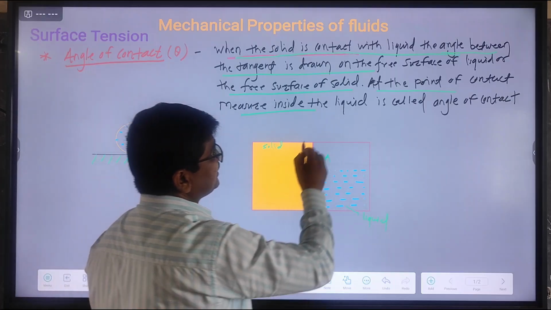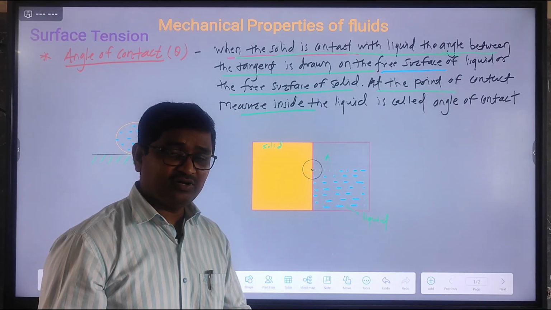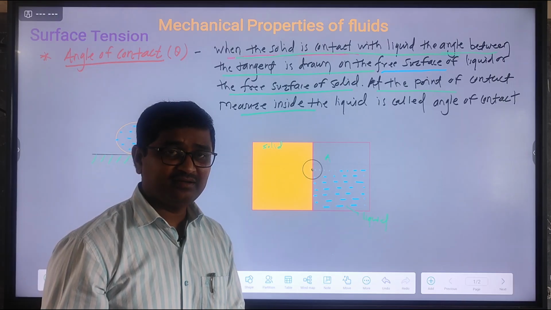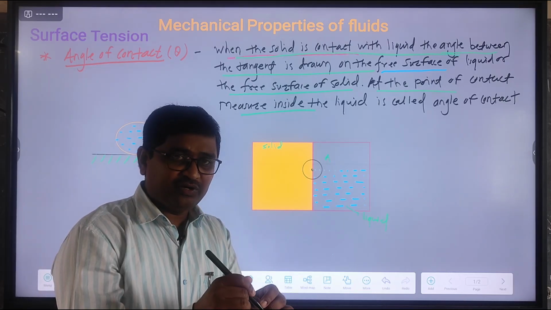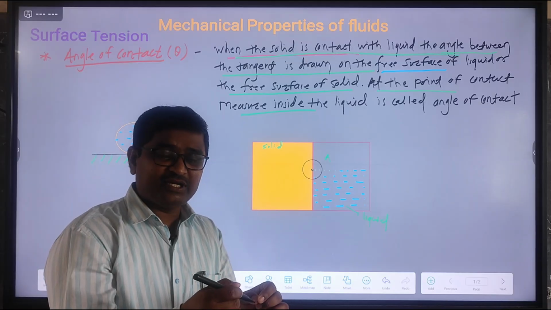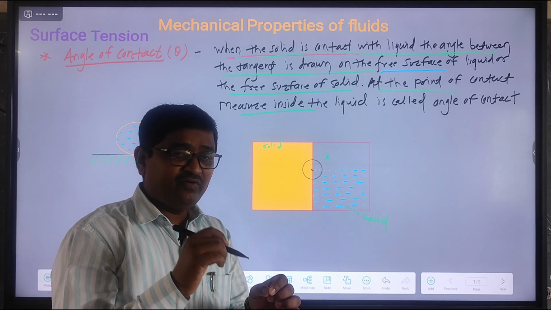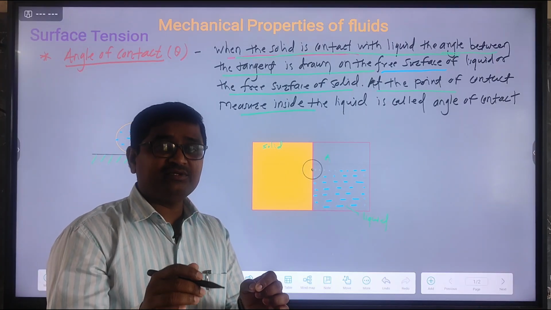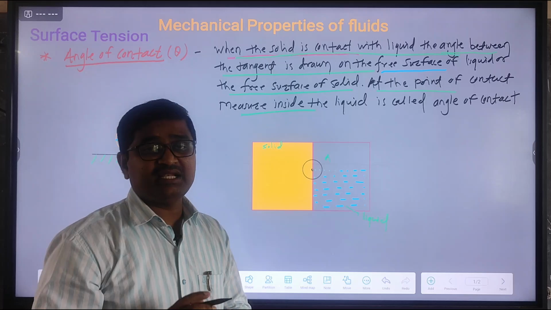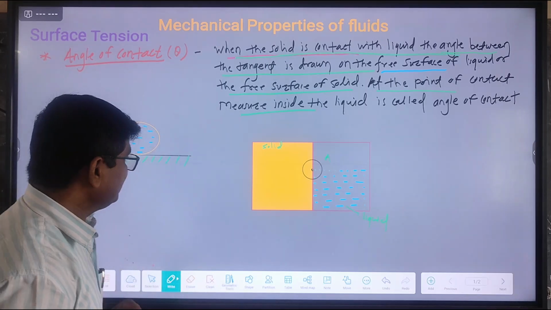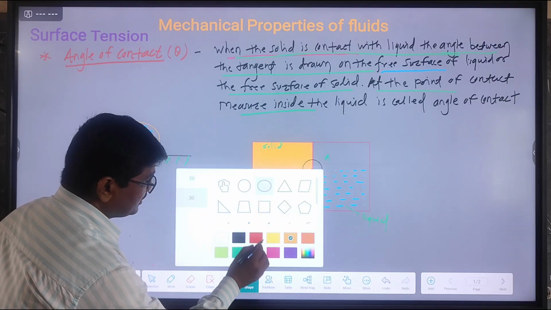Such a tangent is also drawn on the free surface of liquid, and this is also drawn on the free surface of solid, otherwise the free surface of air. It is not essential, but at the point of contact where the solid and liquid are contacting together, from this point we draw the tangent. Then we make an angle inside the liquid, and such an angle is called the angle of contact. Let's remember this. This is very important.